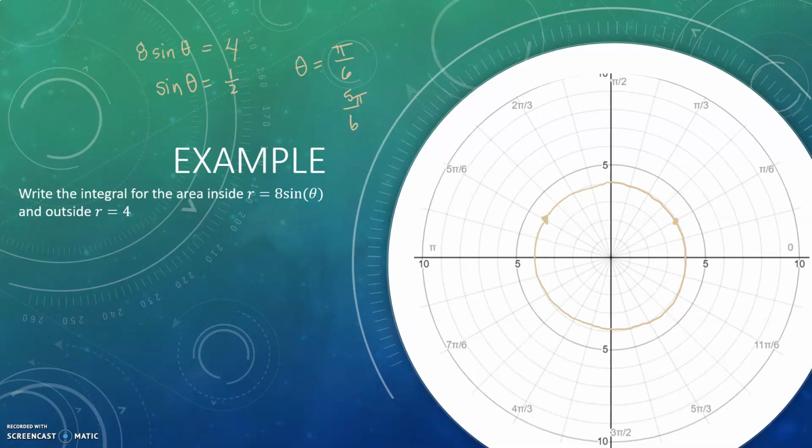And 8 sine theta is a circle. It's just not a circle that's centered at the origin. We would start at 0, and then go out here. And when we got to pi over 2, we'd be at 8. That's not a very big circle, but you get the idea. And then we would be coming back to this intersection point, and then we'd go back.